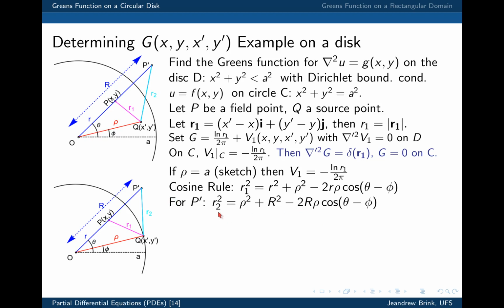So for P prime, we also have this expression where R is just that distance now. Rho remains the same.